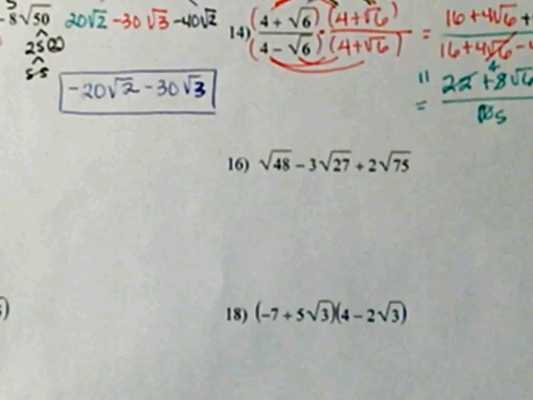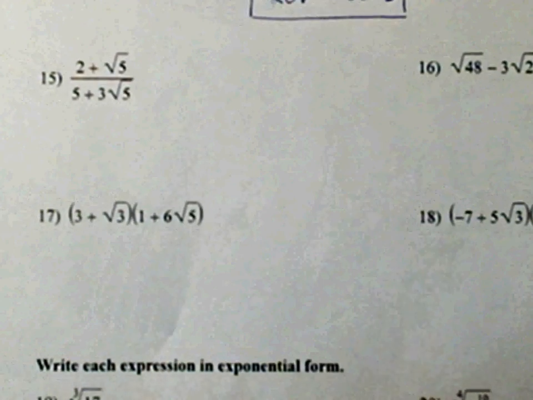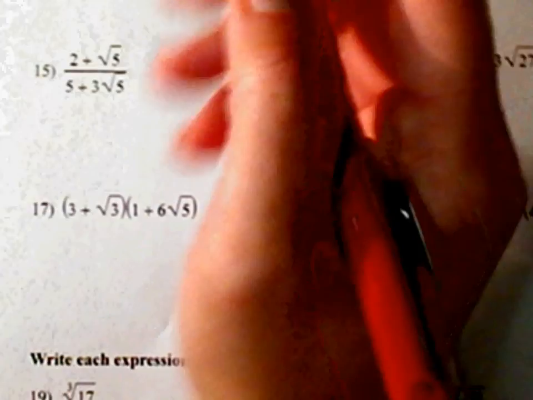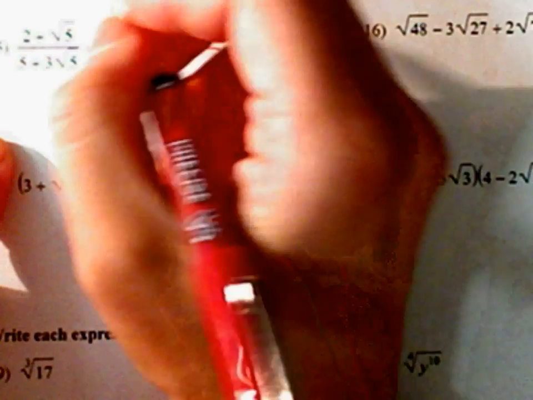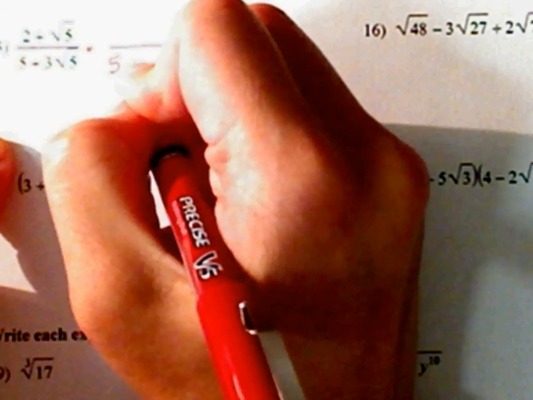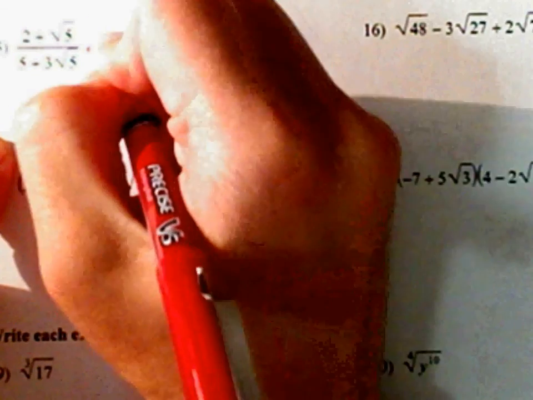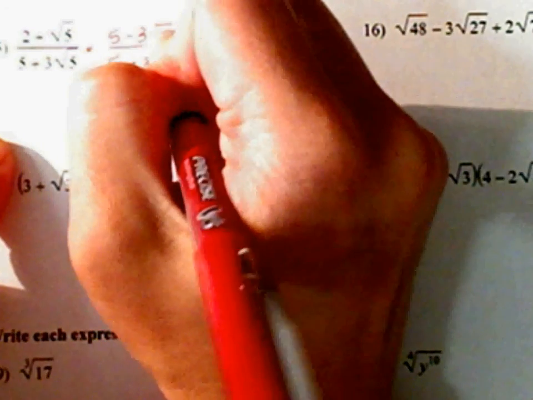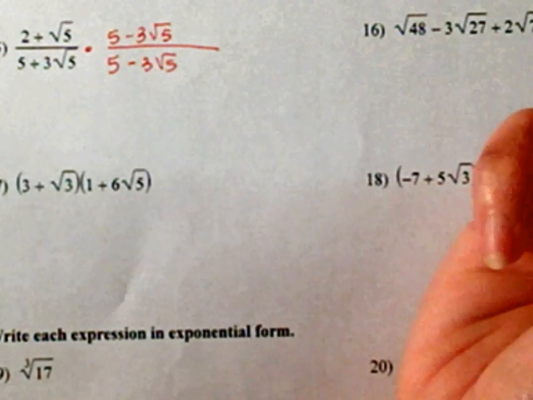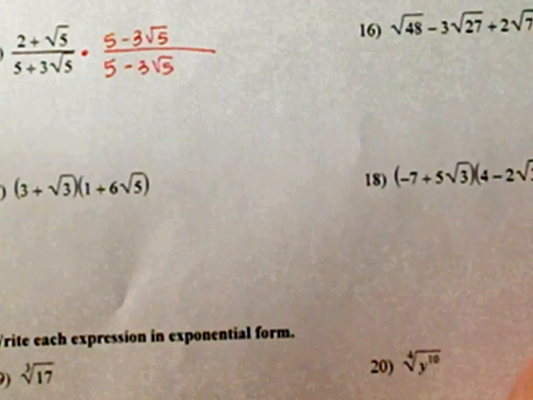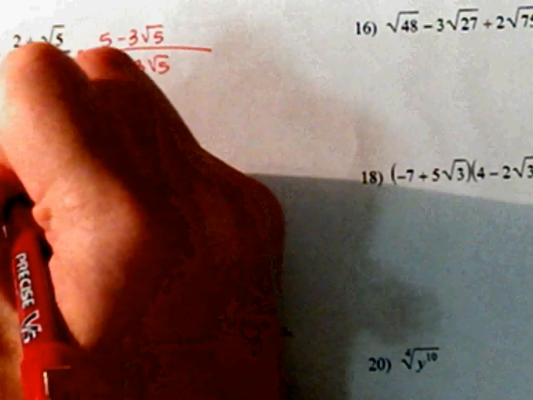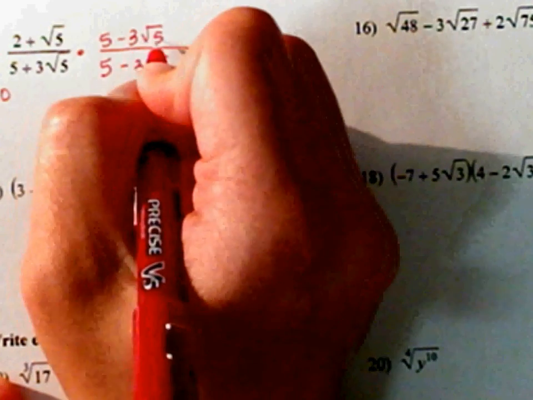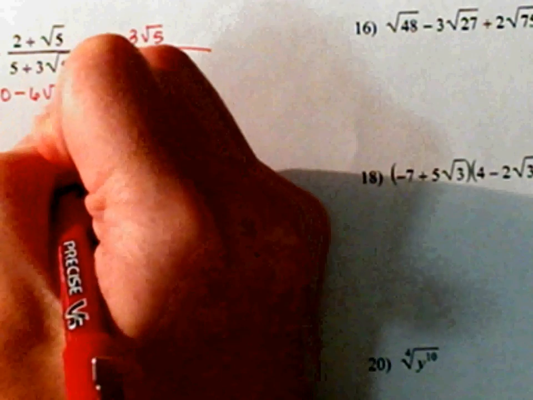Okay. 15. Same scenario. You are going to have to use the conjugate. Multiply by 5, instead of plus, minus 3 square roots of 5. 5 minus 3 square roots of 5. Okay? Same thing as number 14. So, 2 times 5 is 10. 2 times negative 3 square roots of 5 is negative 6 square roots of 5.